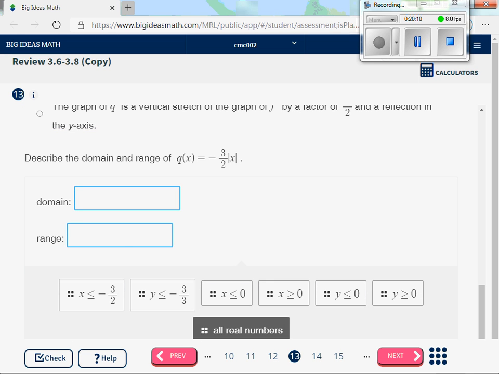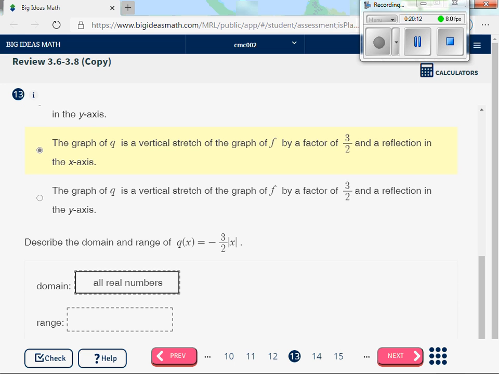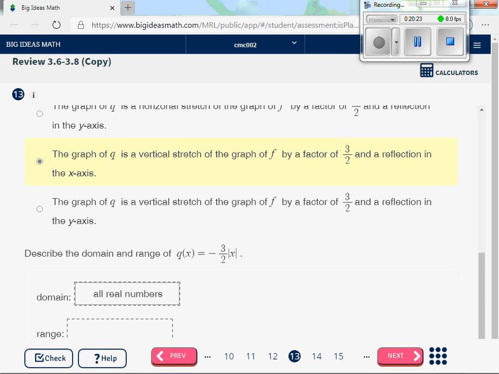And again, the domain is going to be all real numbers. So part of the question is saying that this is a vertical stretch by a factor of 3/2, and it's a reflection in the x-axis. And the domain is all real numbers.